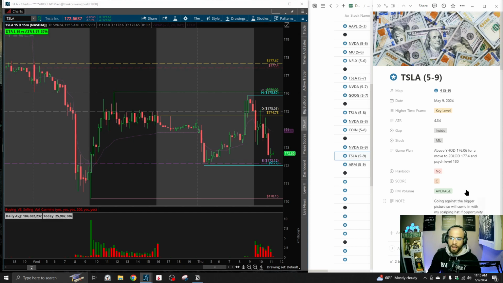But again, I'm going against a bigger picture, as I wrote here, so I wanted to go in with my scalpy hat. I actually deviated from my pre-market plan. The reason I deviated was because I saw how we were respecting this daily key level yesterday, and we actually got below and started showing weakness. So I thought sellers might step in, this might just have been a trap. That was my train of thought.